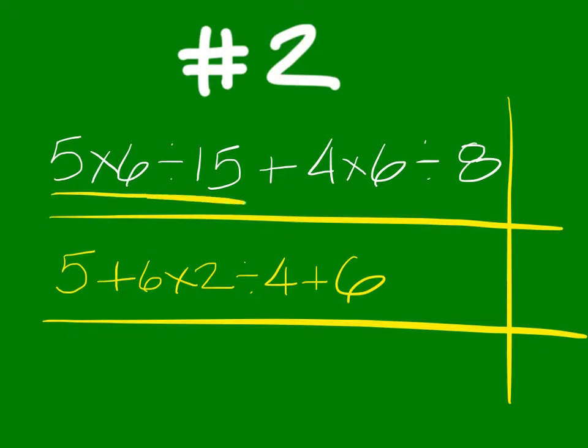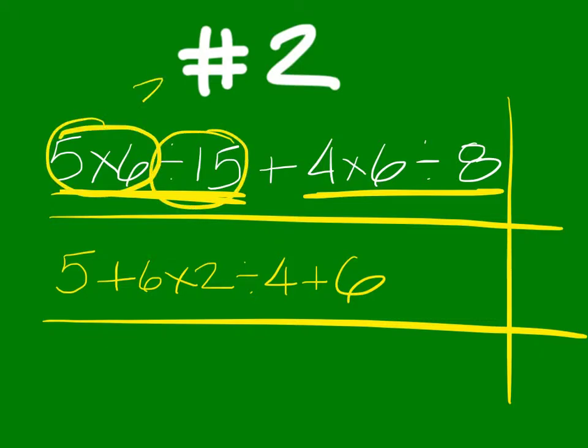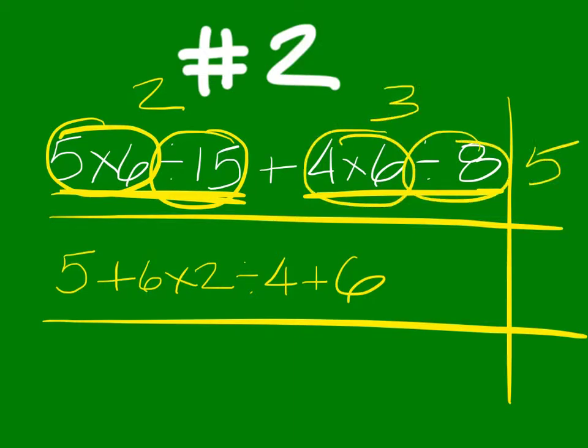The top one you have to do this and then this. Add them together. That's 30. Divided by 15 is 2. 24 divided by 8 is 3. That one should be 5.